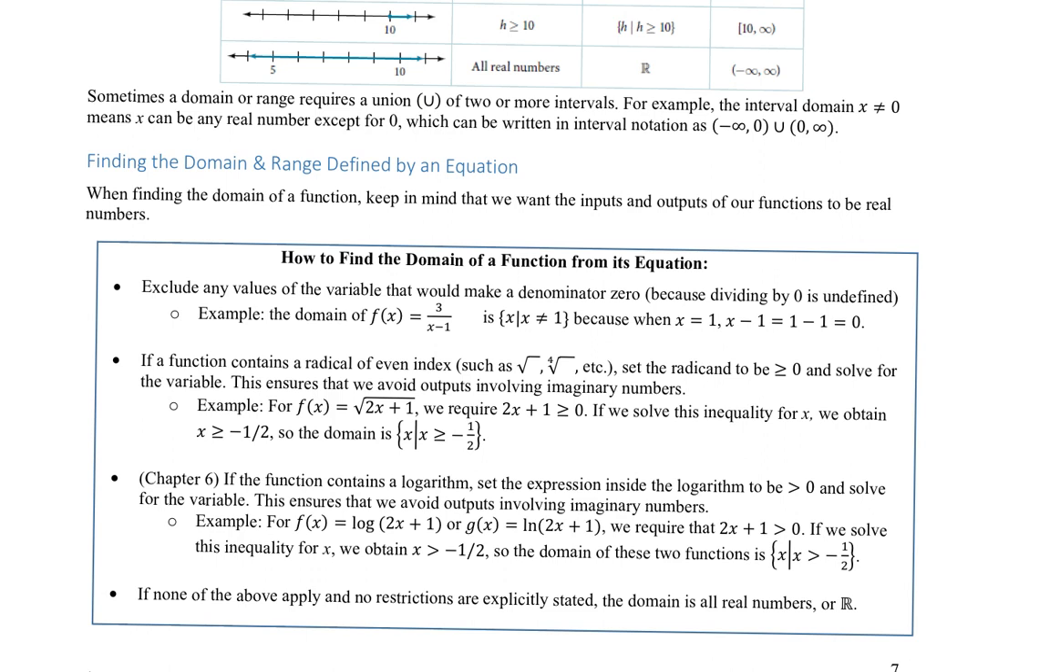That's a quick overview of how to find the domain. We'll go into greater detail in the next video. And that is the end of the first video to section 3.2.